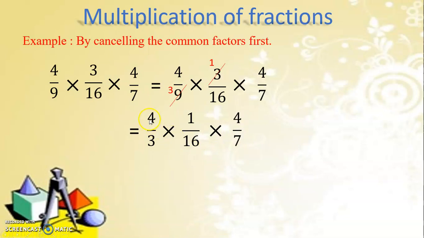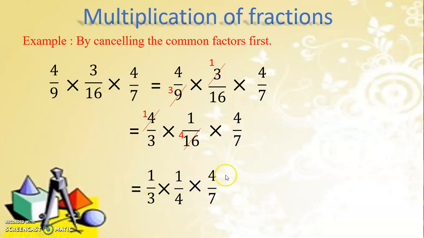Next, this one, 4 and 16. It has a common factor which is 4. So 4 divided by 4 is equal to 1, and 16 divided by 4 is equal to 4. I will write it again. This now will become 1 over 3 times 1 over 4 times 4 over 7.